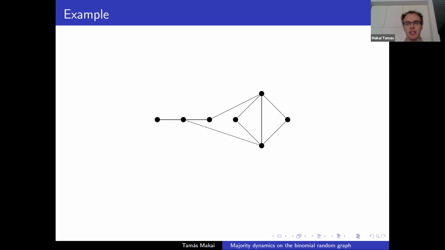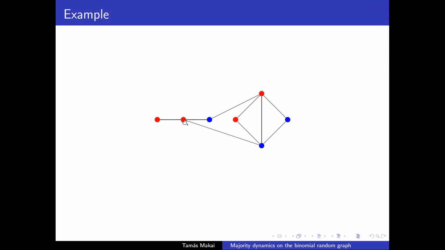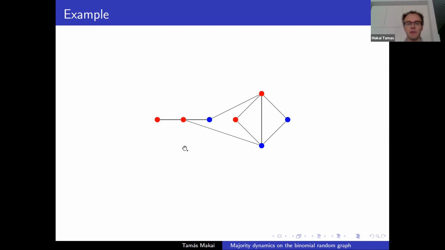So here's a quick example. I have my small graph. I assign an initial coloring to every vertex. So for example, this vertex here has 2 blue neighbors and 1 red neighbor. So this one will become blue after the first step, and we evaluate what happens to all the other vertices as well. So several vertices change colors. And here's an example for a tie. So this vertex has 1 blue neighbor and 1 red neighbor. So it will keep its red color even in the next step.